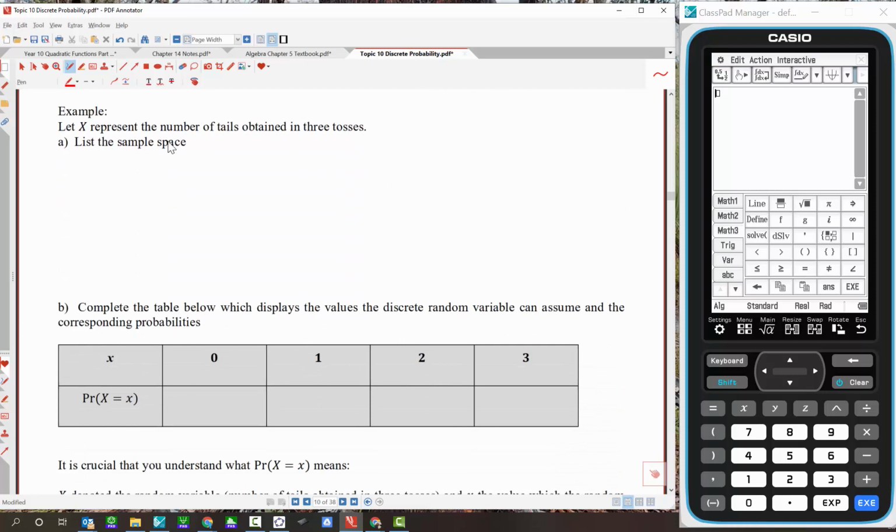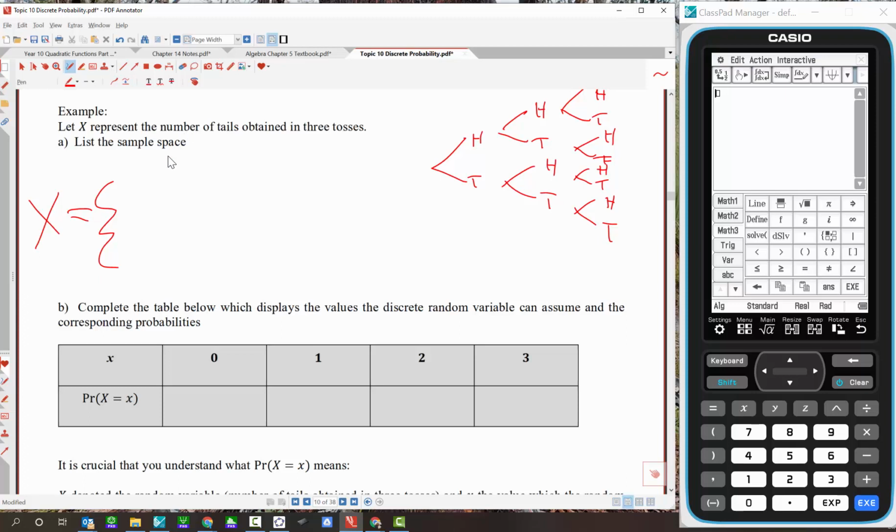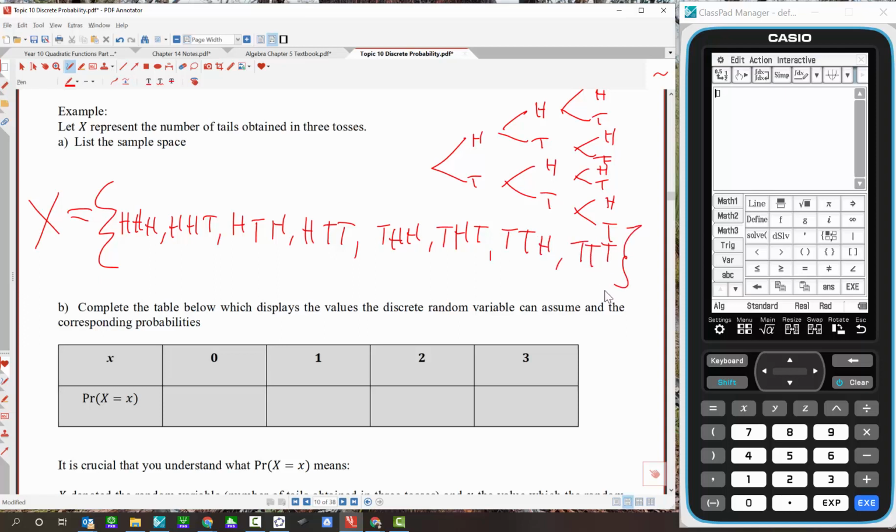So let's have a look at an example. Let x represent the number of tails obtained in 3 tosses. Sample space, the things that could happen: head, head, head; head, head, tail; head, tail, head; head, tail, tail. That's that branch done. Tail, head, head; tail, head, tail; tail, tail, head; tail, tail, tail. So that's what could possibly happen as a result of this experiment.